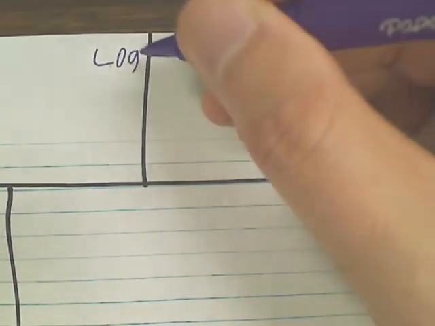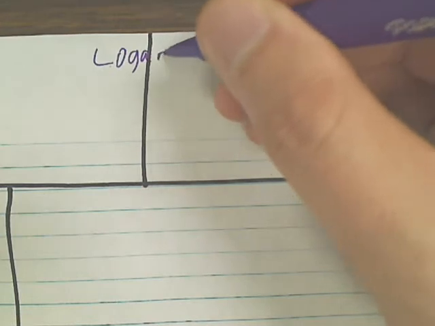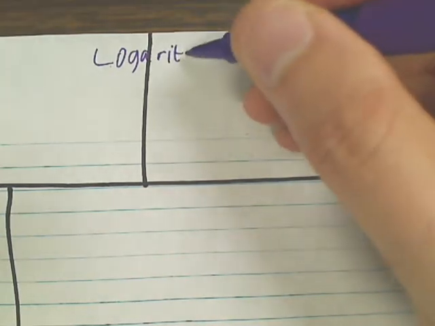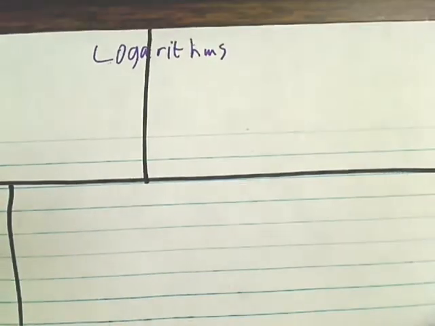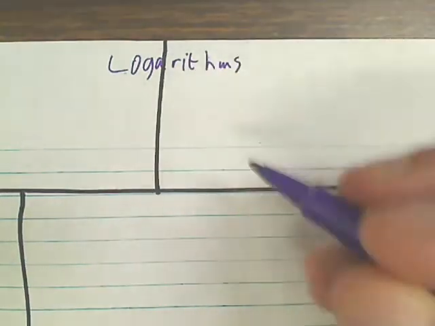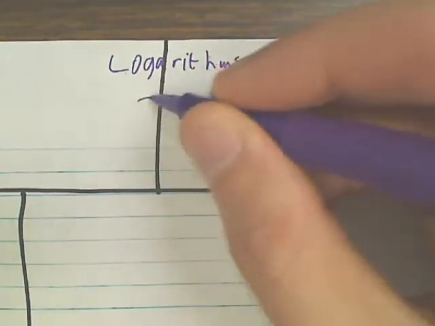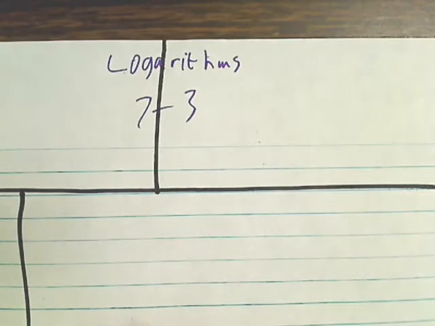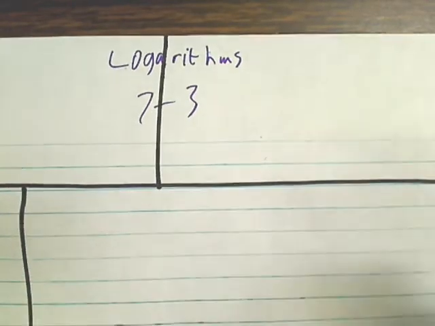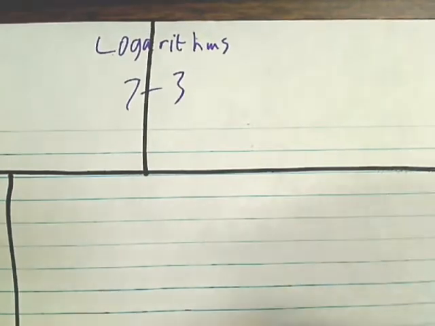Let me spell this before I forget. L-O-G-A-R-I-T-H-M-S. Logarithms. Man, I wish I had done better writing that word out. Section 7.3, but let's go ahead and do some stuff. Basically, a logarithm is the inverse of an exponent.